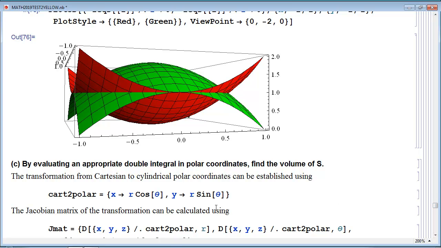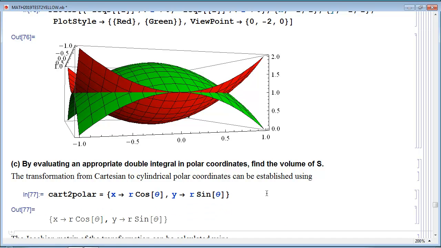So the transformation from Cartesian to cylindrical polar coordinates: x goes to r cos theta, y goes to r sine theta, and z stays as z. So that's the transformation.